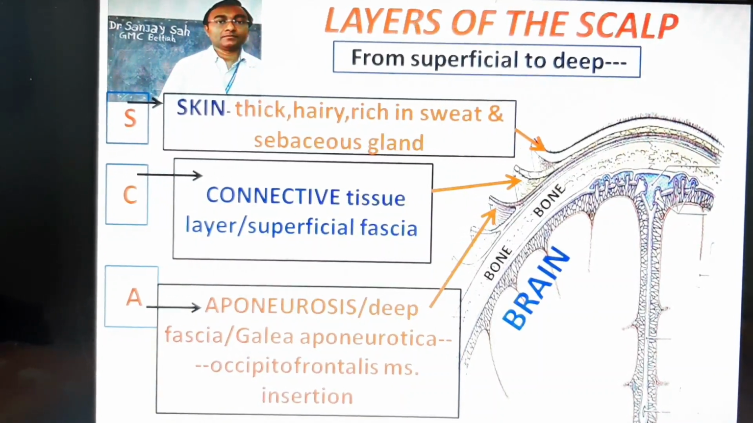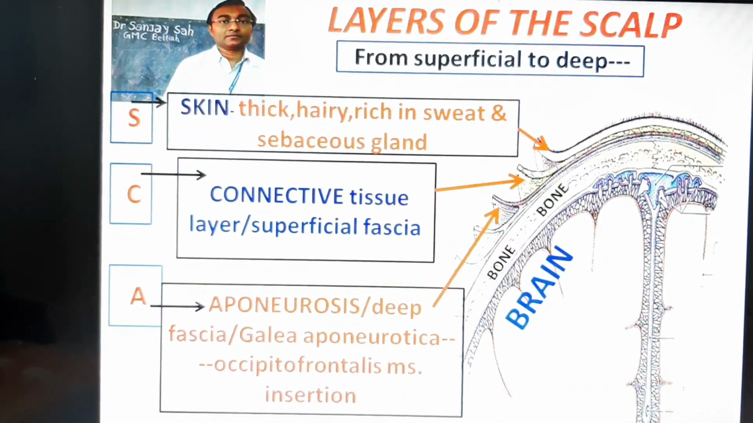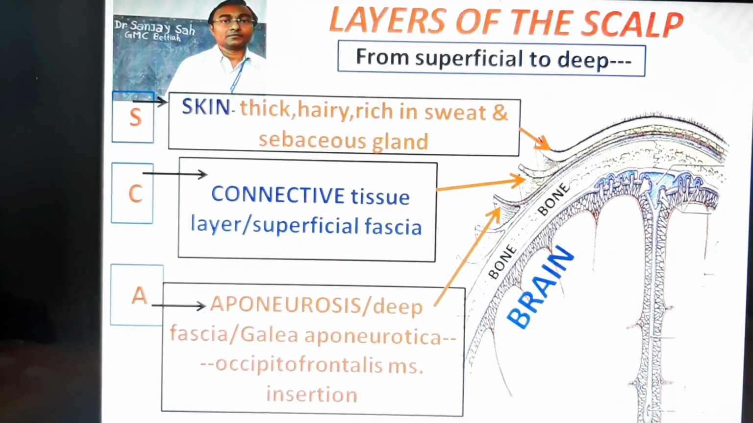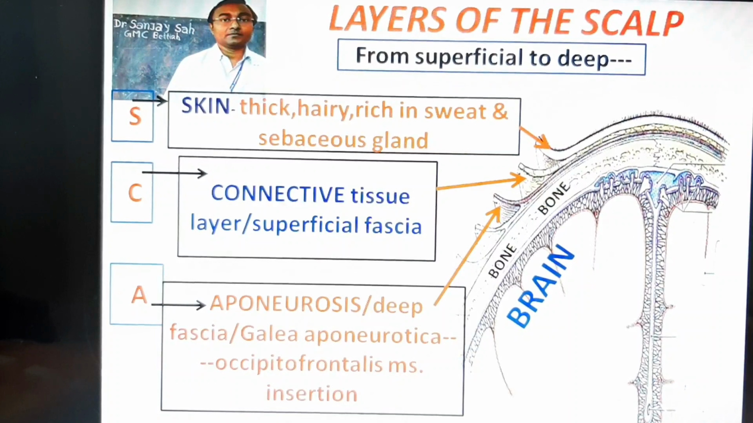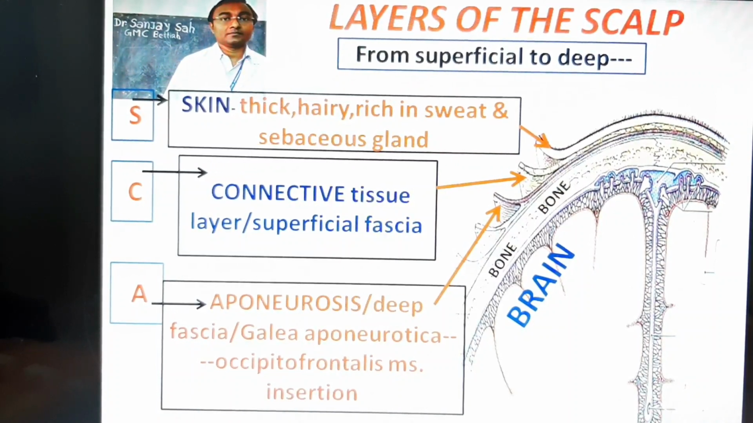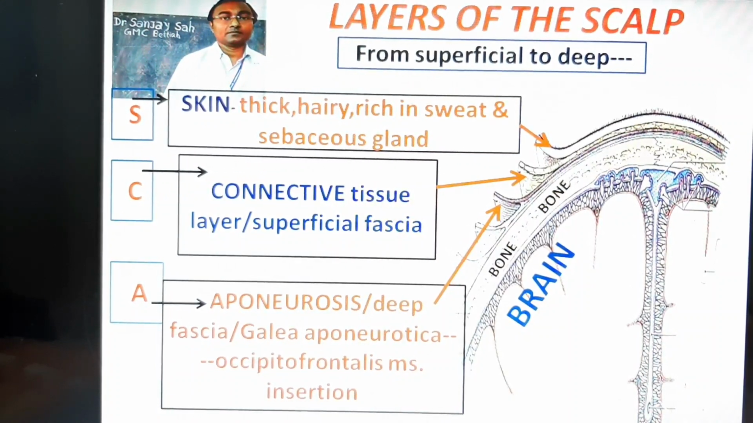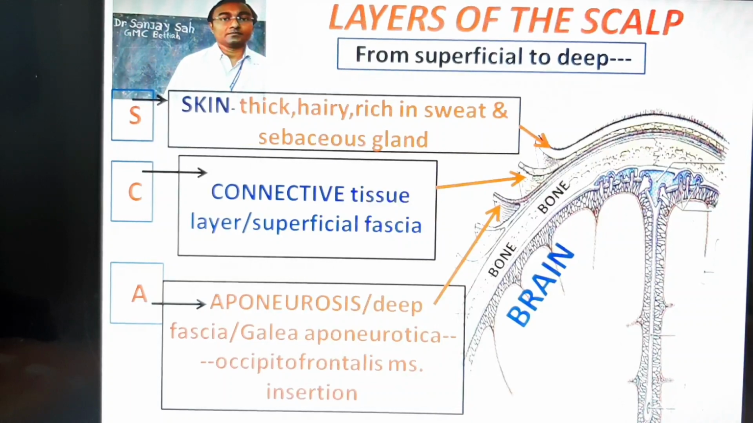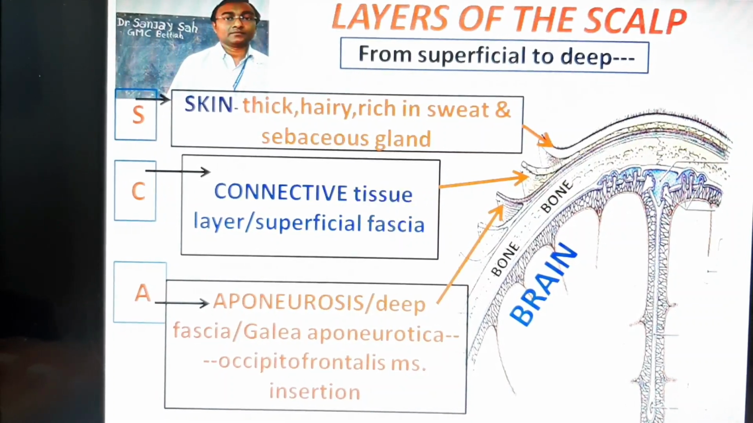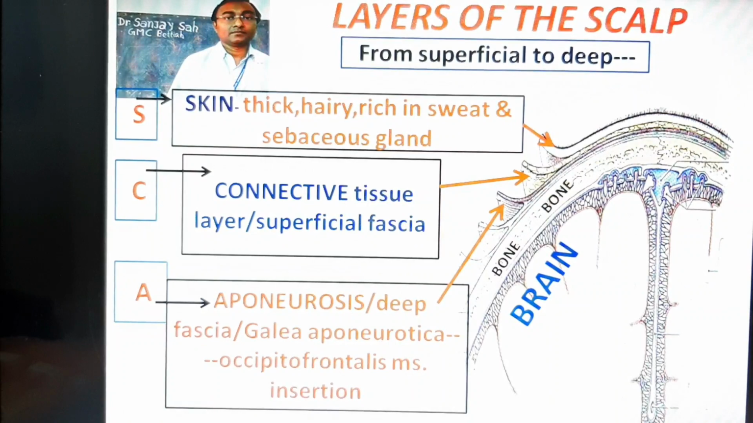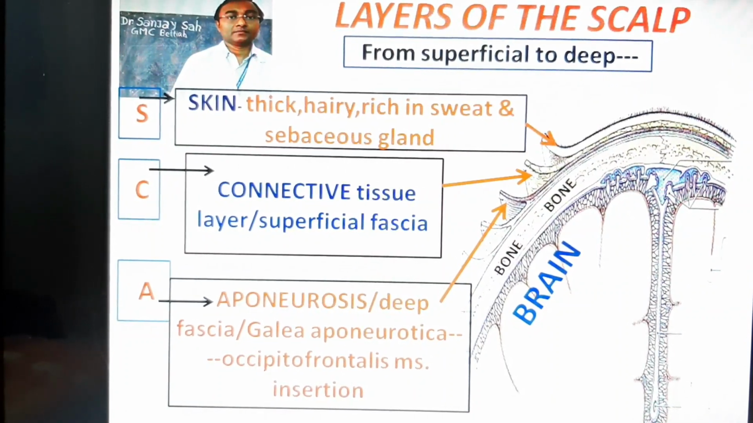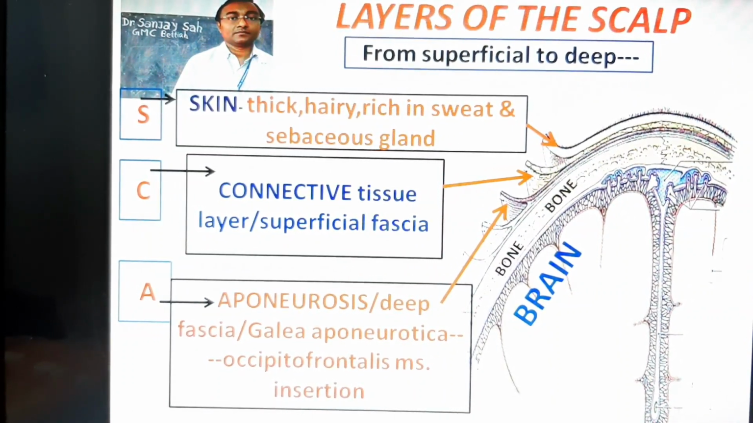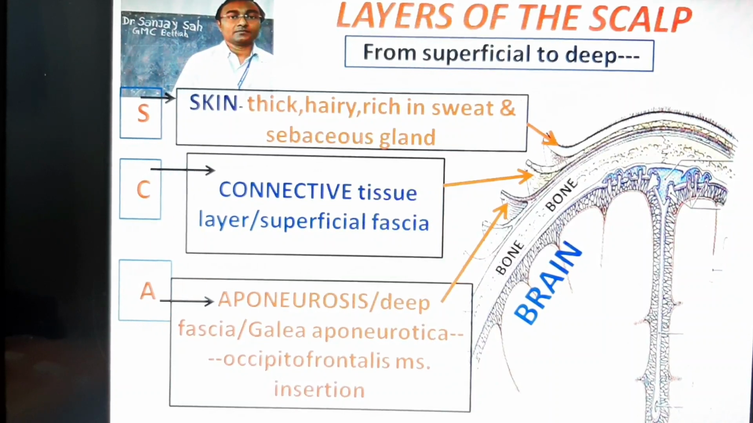The first layer is skin. It begins with the S. The skin is thick, hairy, rich in sweat glands and rich in sebaceous glands. So the scalp is a common site for sebaceous cysts. Now the second layer is the connective tissue layer. It is also known as the superficial fascia of the scalp.